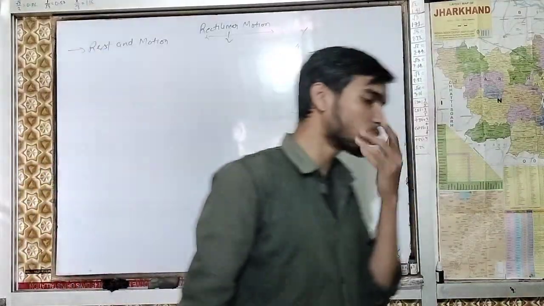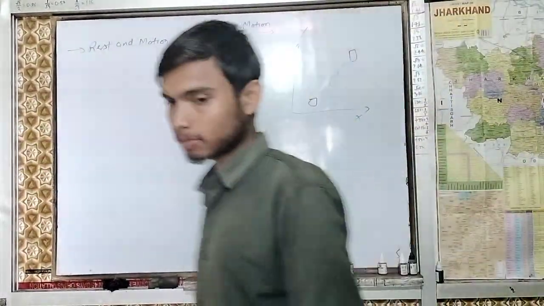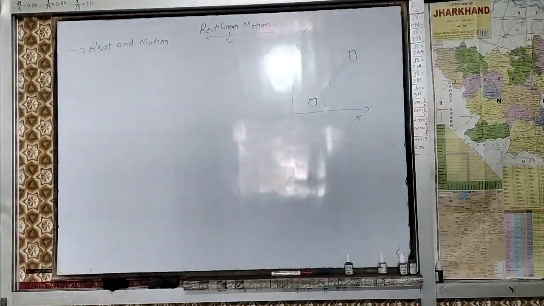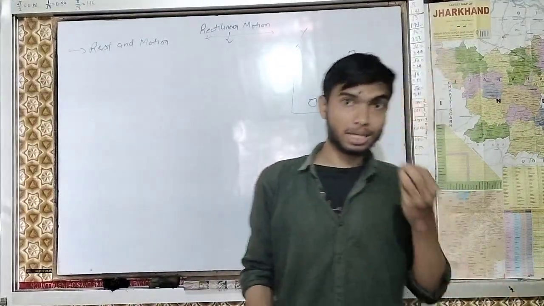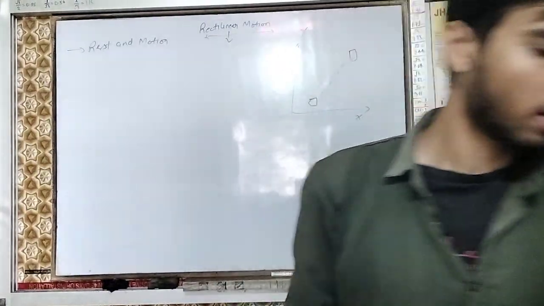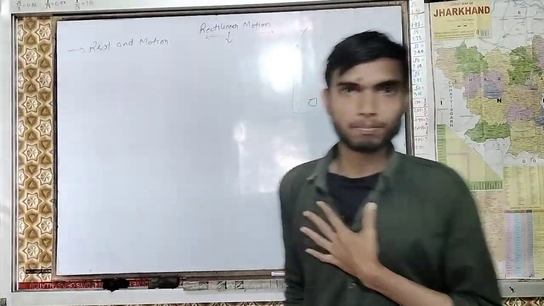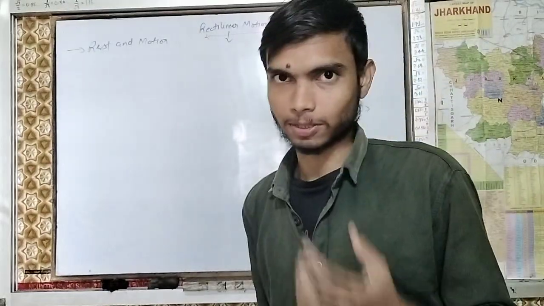Rest and motion. Rest is one word and motion is another word. In this subject, the meaning of rest is whatever we know about rest in our normal life. This same definition of rest exists in this subject. So we say yes, there is a body. I am also a body, but I am not an example for rest.